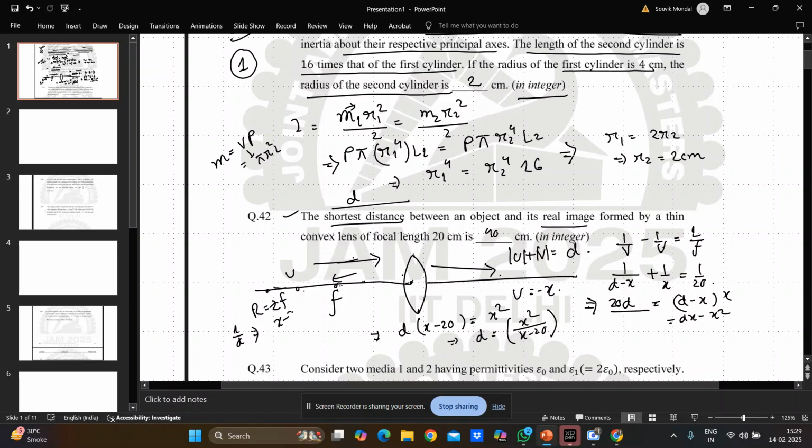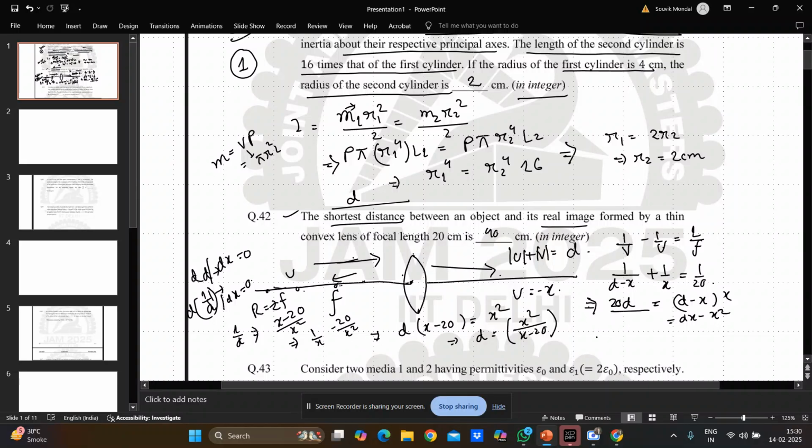1 by t is x minus 20 divided by x square, which is equal to 1 by x minus 20 by x square, right? Now if d is shortest, then 1 by d is maximum. So you can differentiate dd by dx equal to 0, but even if you differentiate 1 by d with respect to dx equal to 0, it doesn't matter, because if d is minimum, 1 by d is maximum, the differentiation will still go to 0.